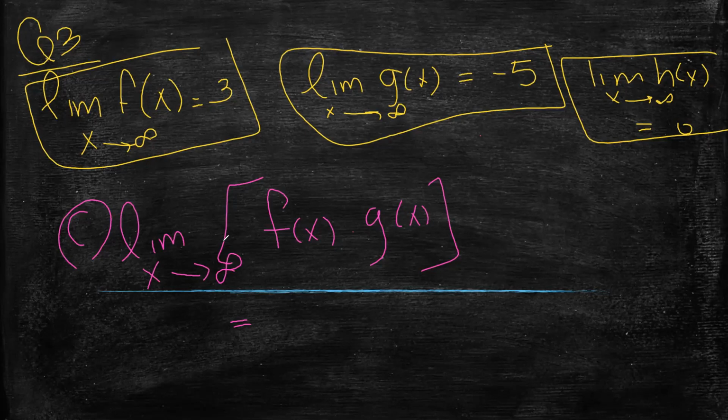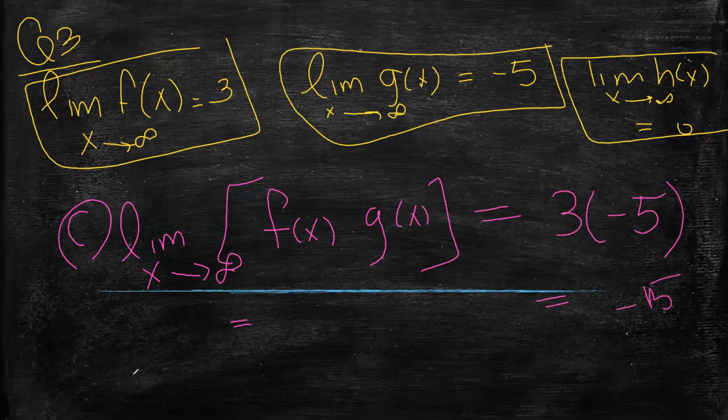Now C. Yes, Shahid Yasser. f of x and g of x are multiplied. It should be 3 times negative 5. So it is negative 15. Thank you.